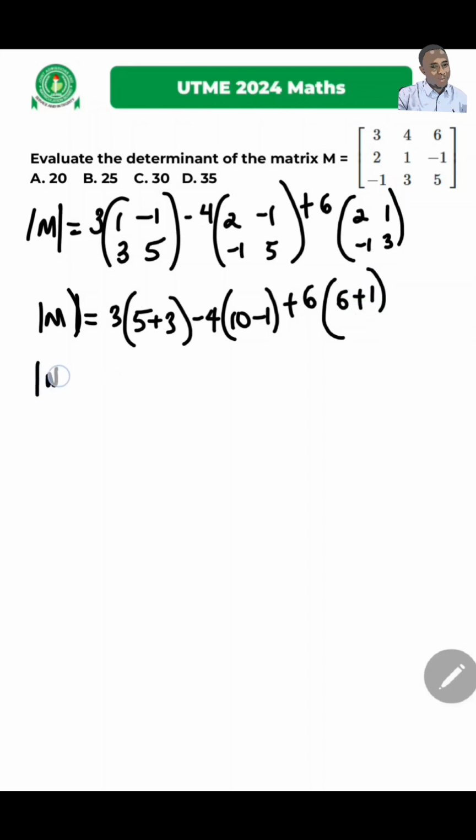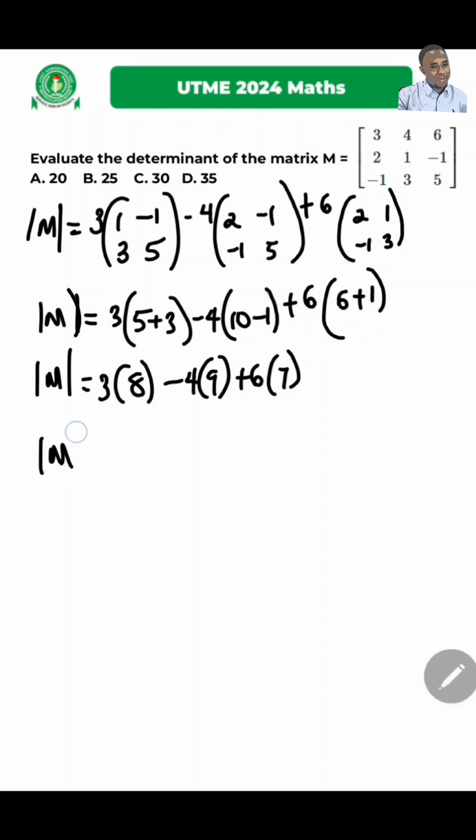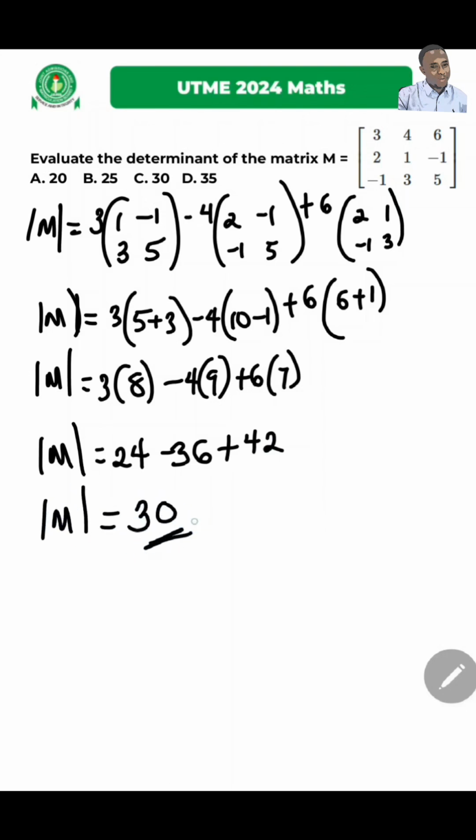So I have determinant of M equals 3 times 8, negative 4 times 9, plus 6 times 7. So the determinant of M is going to be equal to 3 times 8, 24, 4 times 9, 36, 6 times 7, 42. So determinant of M equals 30. That's it.